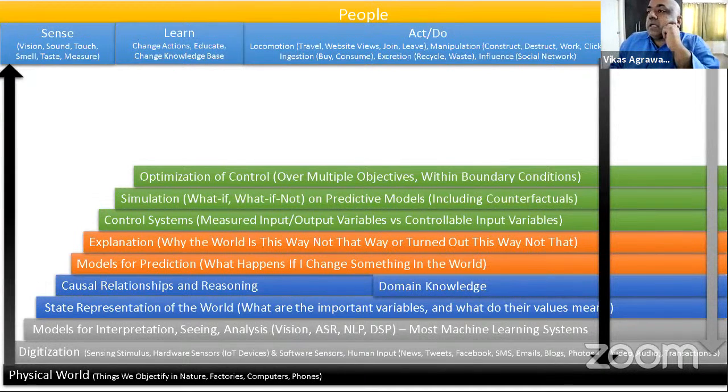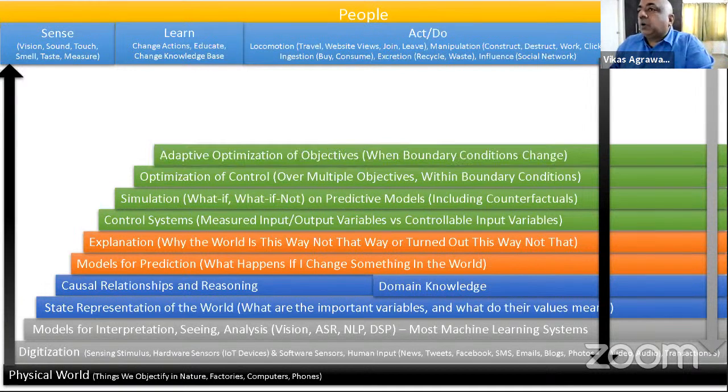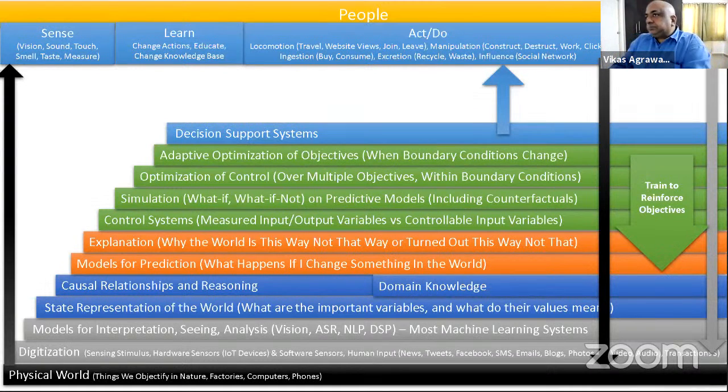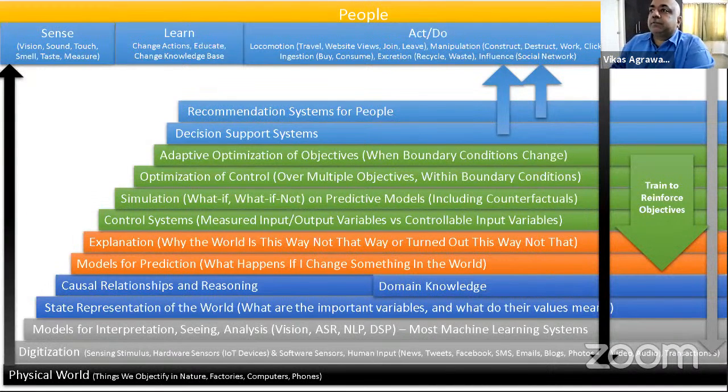Now, the world does change, as you might imagine. This assumption doesn't always hold, so one may have to do adaptive optimization of objectives when the boundary conditions change. And then one may have to retrain the models depending on how you want to reinforce for the objectives. These kinds of systems can create decision support systems which can give input to people to act in a certain way, do certain things to the physical world, like factories, computers, phones, or other things that we objectify in nature.